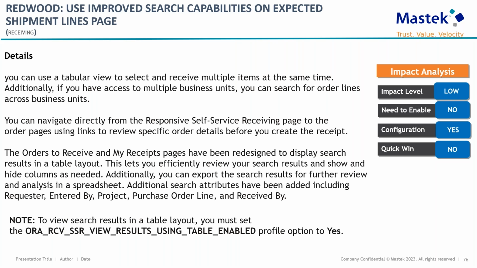The self-service receiving application now offers a cleaner, more efficient experience. Users can receive multiple items at once using a tabular view. They can search across multiple business units and export results for analysis. They can also view the key pages like order to receive and my receive, which now include direct links as well.